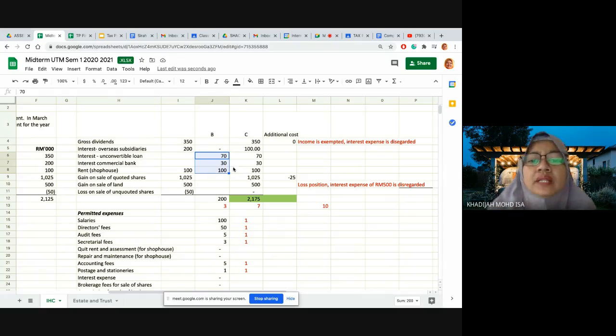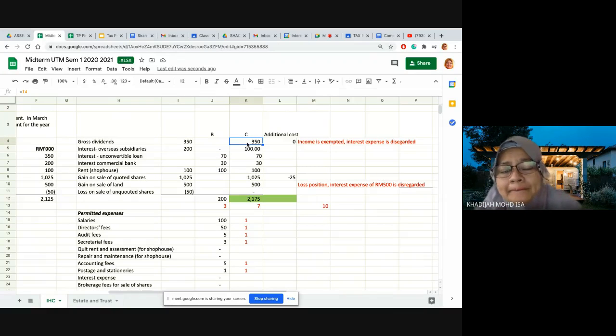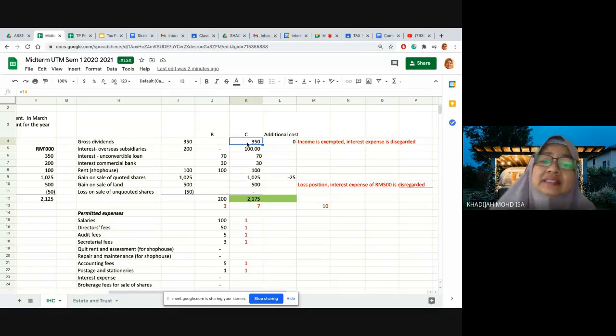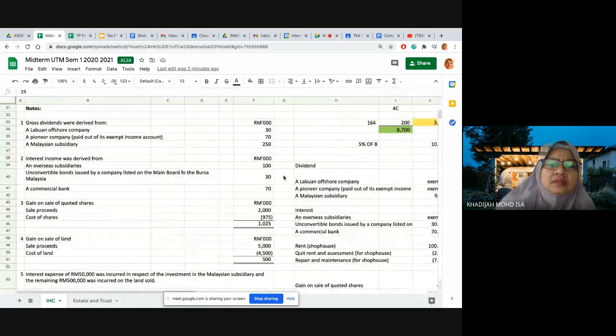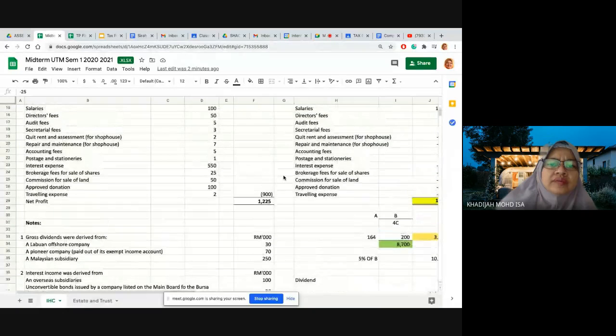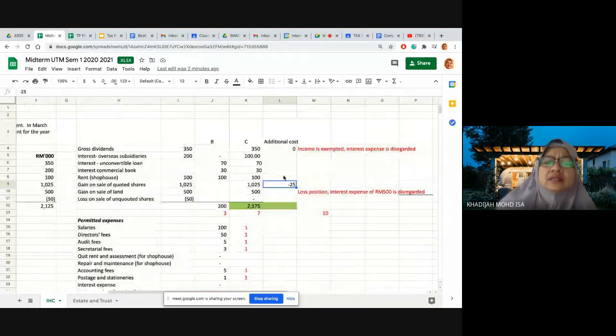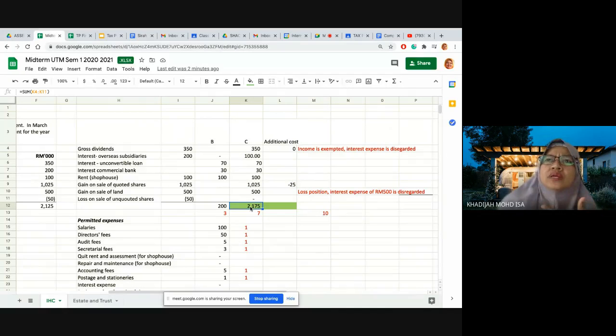And for your C, it says gross income. If it is gross income, it means you do not deduct your expenses. No need to deduct your expenses. Some of you deducted your interest, and some deducted this 25 here, I don't know where that 25 came from. So you just take the gross amount. So the total is 175. Most of you deducted 50, this 50 here.